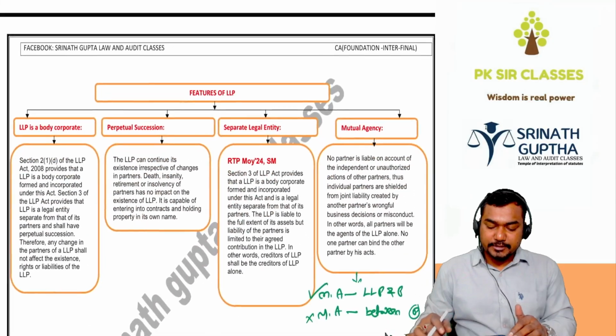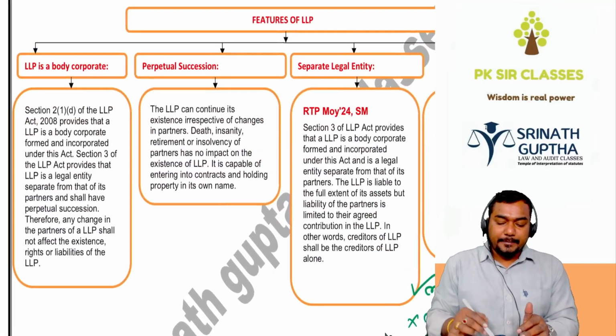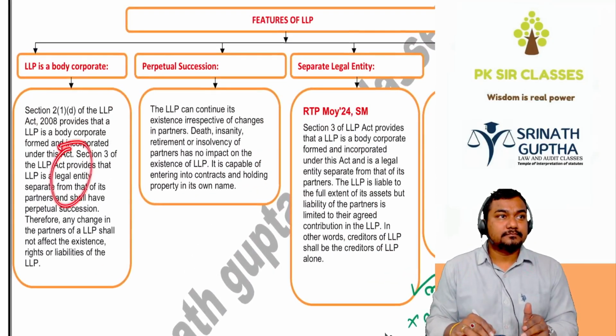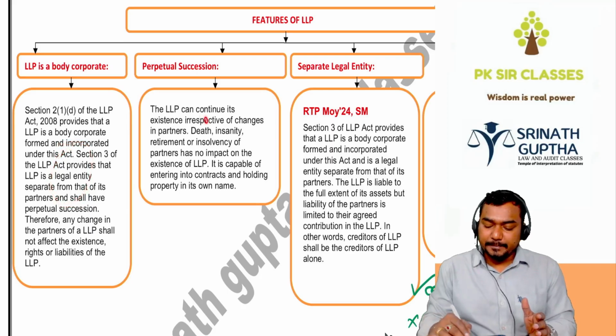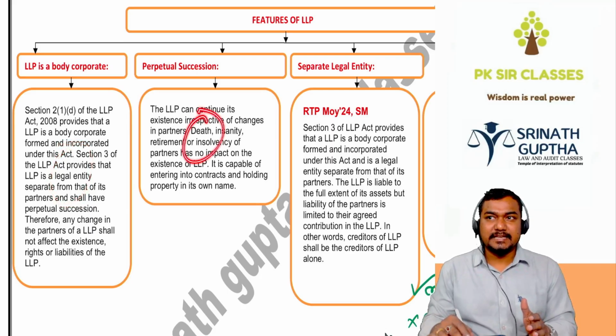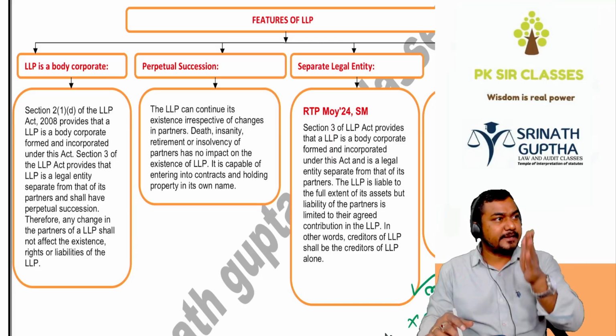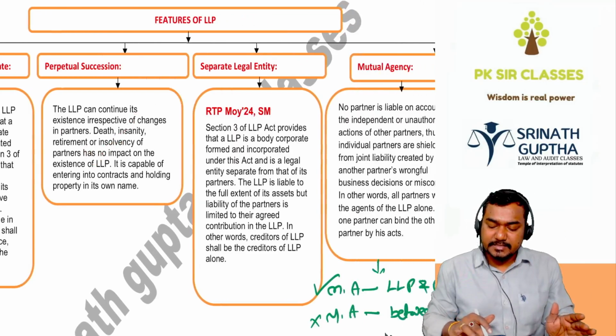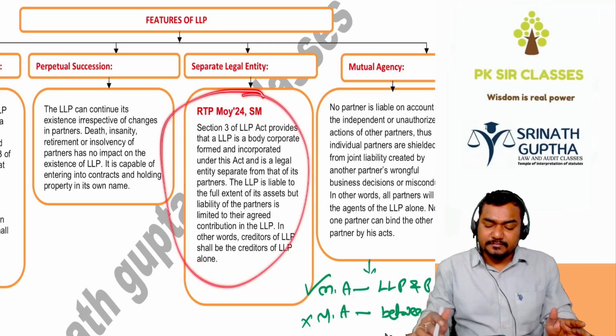Next, features of the LLP. LLP is a body corporate, that means an artificial person. LLP will have perpetual existence. Partners may come, partners may leave, partners may retire, partners may die, but LLP will remain the same.